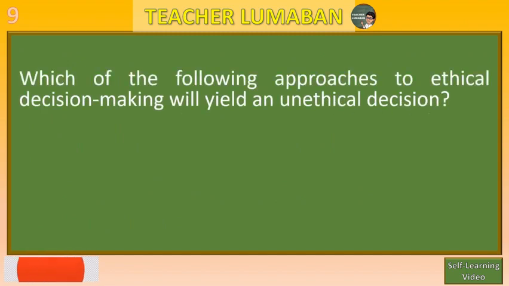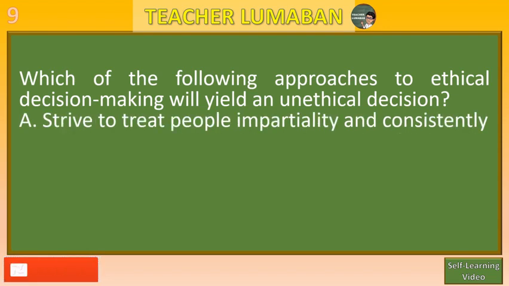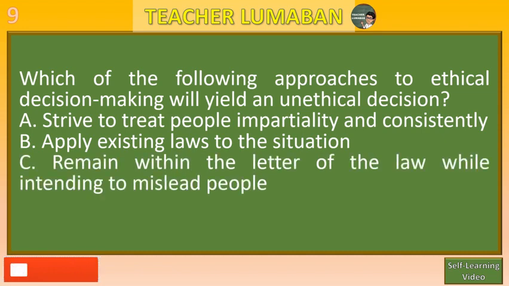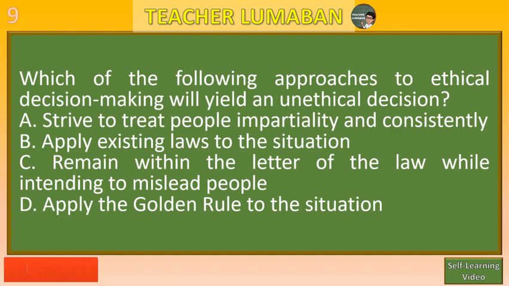Which of the following approaches to ethical decision-making will yield an unethical decision? A. Strive to treat people impartially and consistently. B. Apply existing laws to the situation. C. Remain within the letter of the law while intending to mislead people. D. Apply the golden rule to the situation.